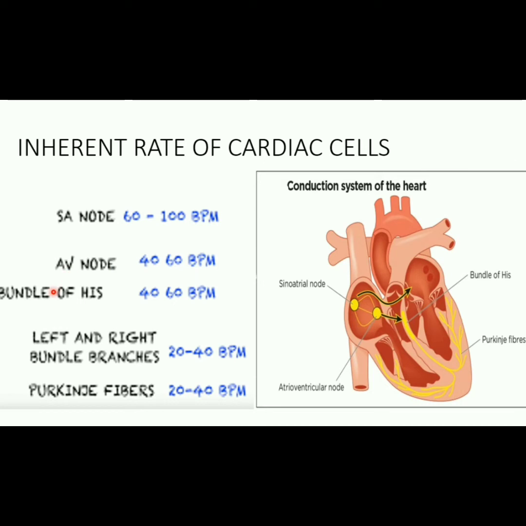If the AV node and the bundle of His fail to produce the impulse, then the third backup comes into action, that is the bundle branches and Purkinje fibers. The bundle branches and the Purkinje fibers can create 20 to 40 beats per minute. So that is all about the inherent rate that I wanted to say.